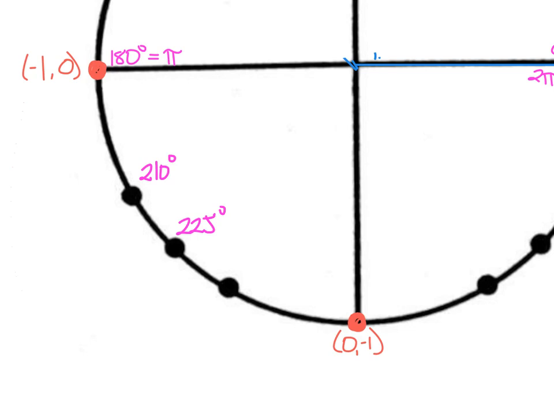And the third point is our 60 degree angle. So 180 plus 60 degrees is 240 degrees. We need to write each of these in terms of their radian measure.